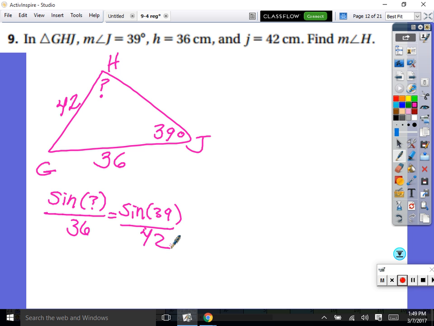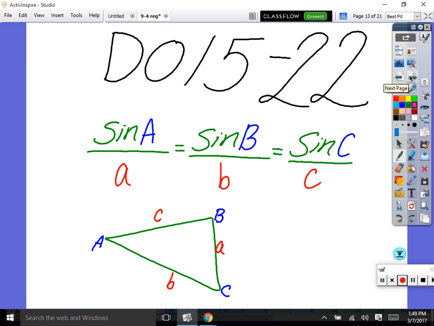Everybody good? Okay, show me you can do it on the homework. This is what's going to be done, checked off with me in class before you leave today. Good deal? Every single one of those is solvable by the law of sines. Every single one.